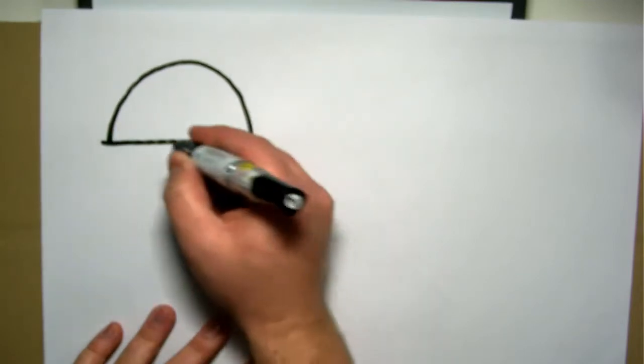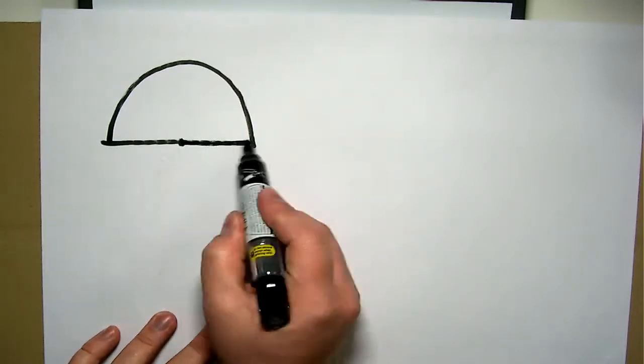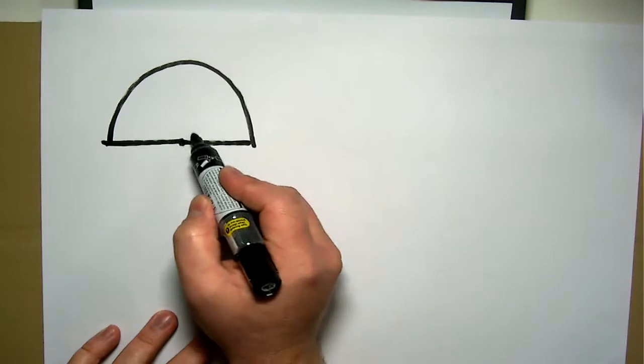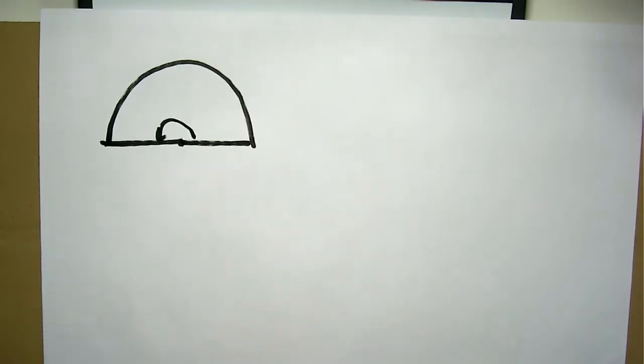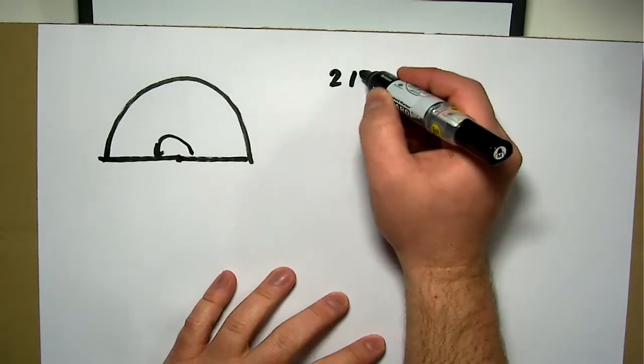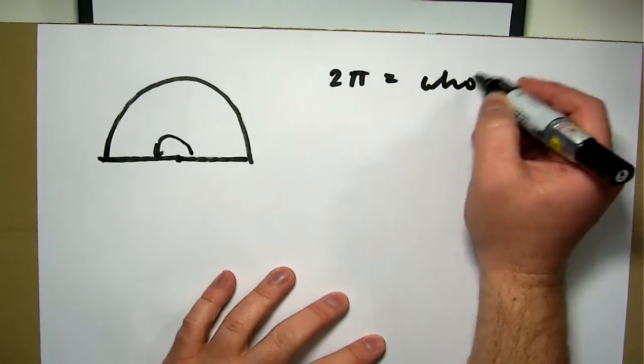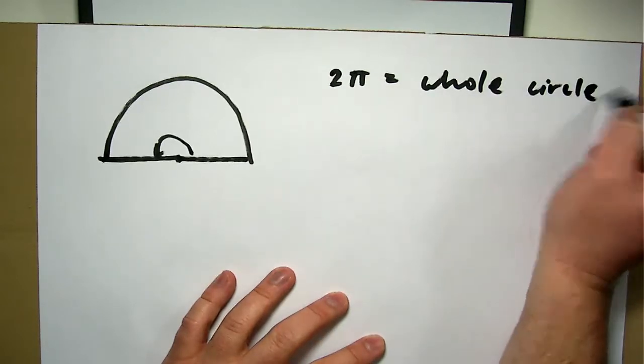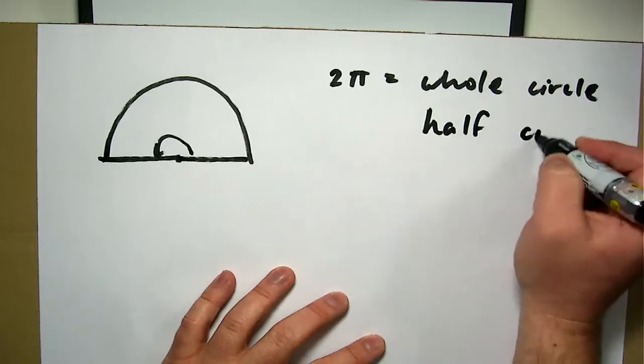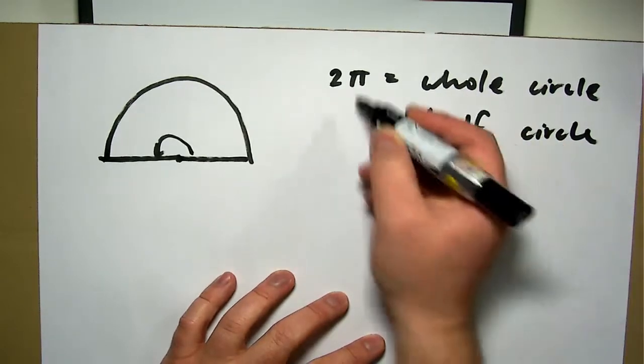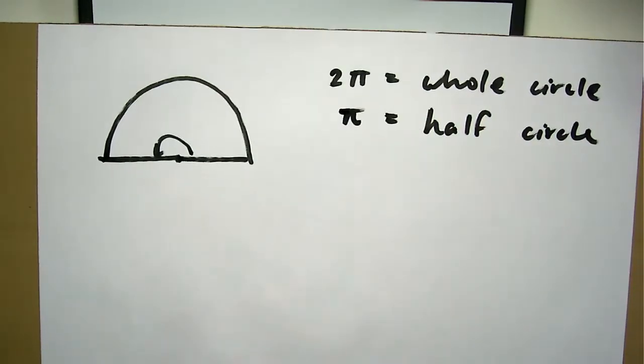Okay, so half a circle, something like this. Here's the center of the circle, and here are the two radii. What's this angle at the center here? Well, we know that 2 pi radians equals the whole circle. So if we want half the circle, then we take half of 2 pi, which is pi. So there are pi radians in half a circle.